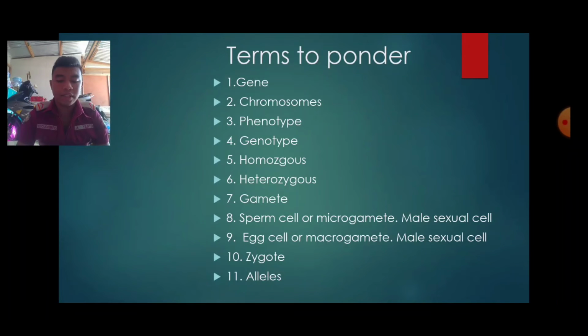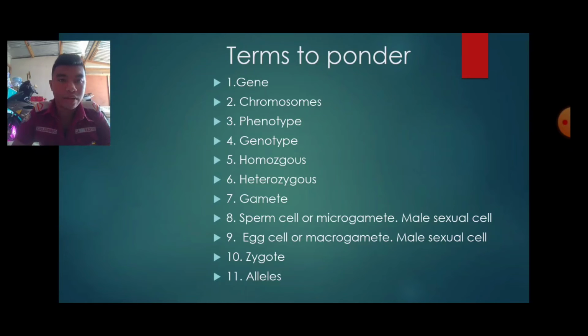The basic unit of heredity that occupies a specific location on a chromosome. It consists of nucleotides arranged in a linear manner. Most genes code for a specific protein or segments of protein leading to a particular characteristic or function.